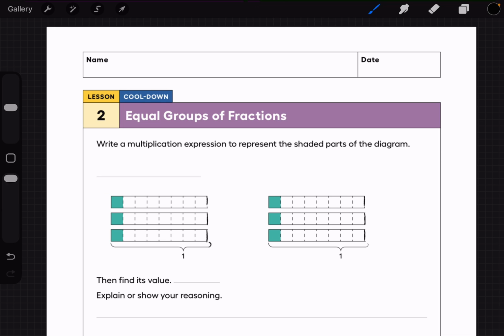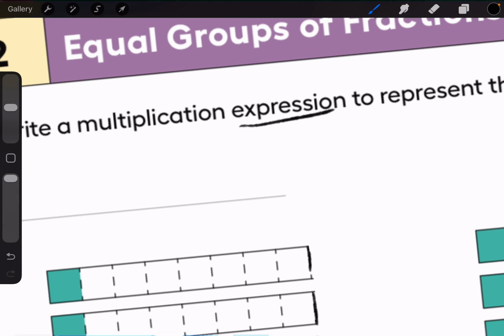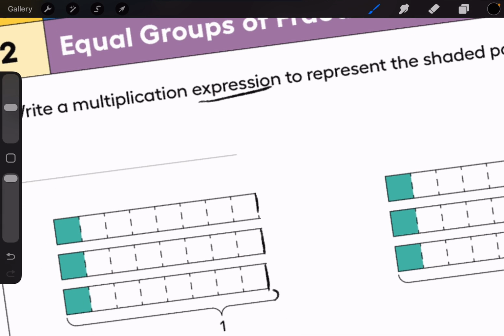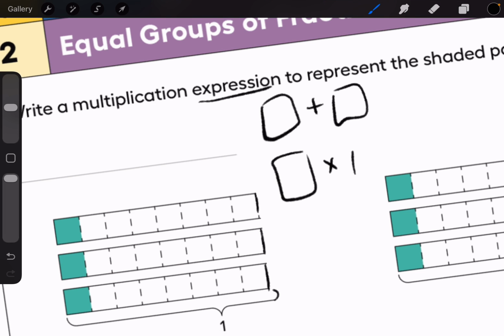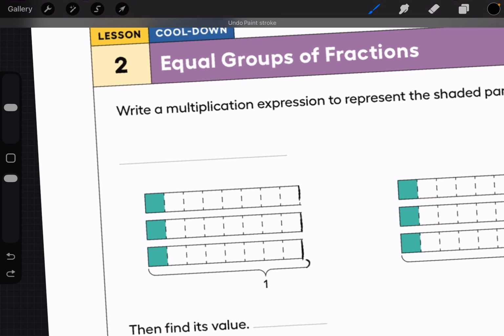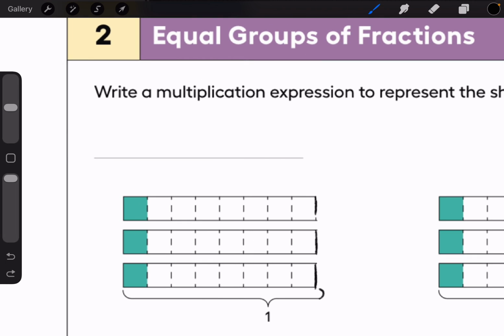So the first thing that we need to do is write a multiplication expression to represent the shaded parts of the diagram. So let's zoom in right here on this word expression. The word expression is kind of like an equation, but it doesn't have an equal sign. It's where something plus something, or it's something times something. Now, the kinds of expressions that we've been practicing are how many groups of what? And anytime I hear the word groups, I think that's going to be a multiplication expression. And that's what it says, a multiplication expression.